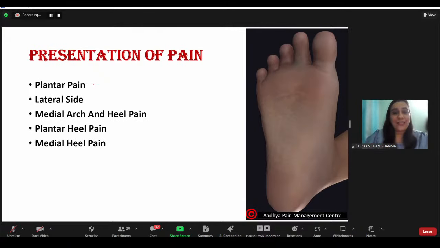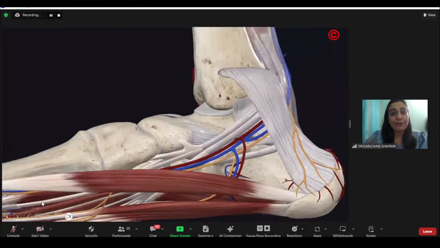These patients can have pain over the whole of the plantar foot. You can have pain on the lateral side, on the medial side, over the heel area, or over the medial side of the heel as well. So you can have a varied presentation of the pain.